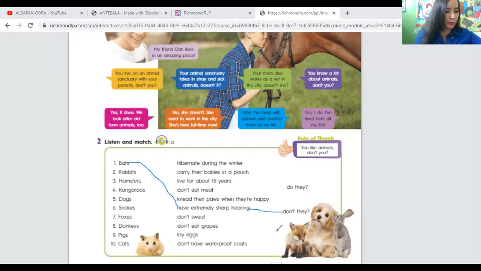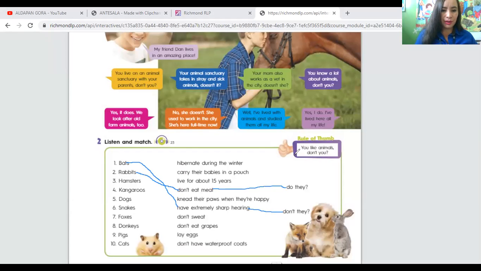Rabbits don't eat meat. Do they? We choose a positive tag question because the sentence is negative. Rabbits don't eat meat, do they?